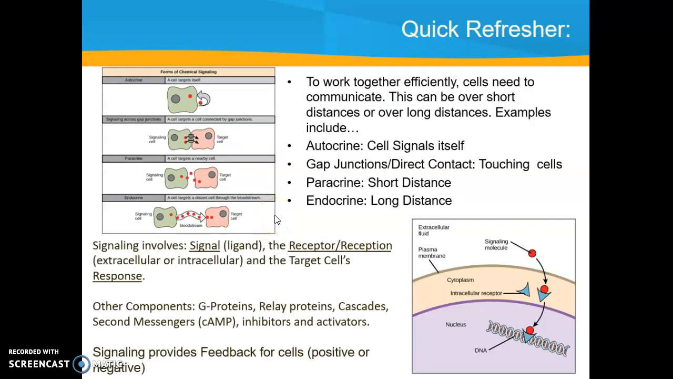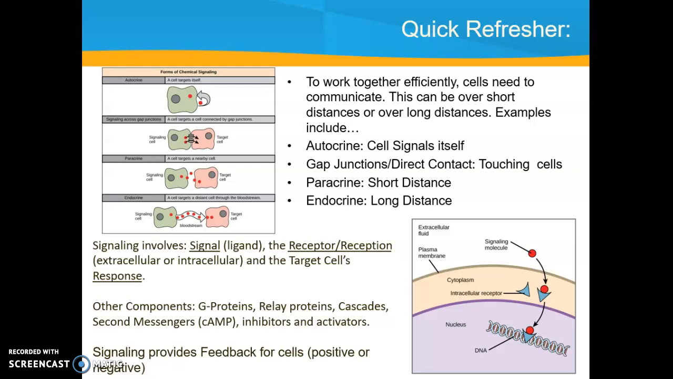Quick refresher: a signal transduction pathway all starts with how cells communicate. We talked about autocrine signaling. That's the first picture up here, where a signal molecule is created by the cell and the target cell is itself. We see this a lot in cancer cells, where they signal themselves to go through the cell cycle and to go through mitosis.